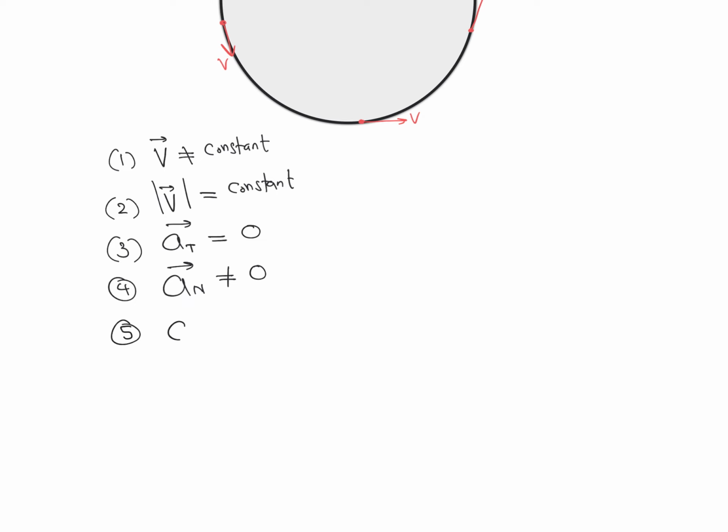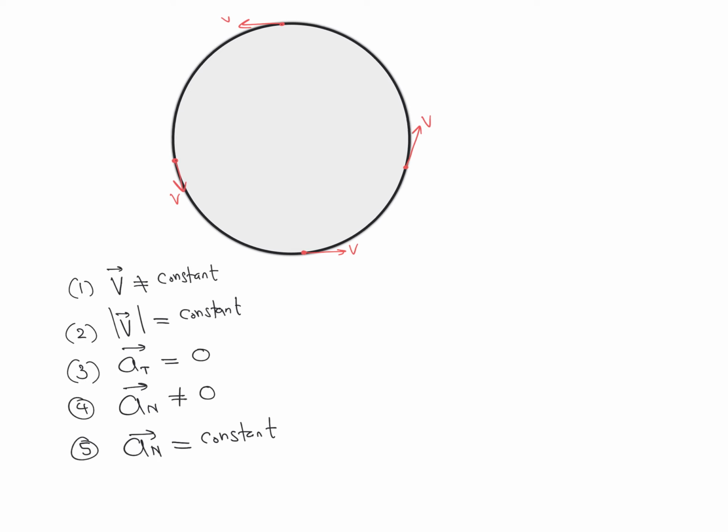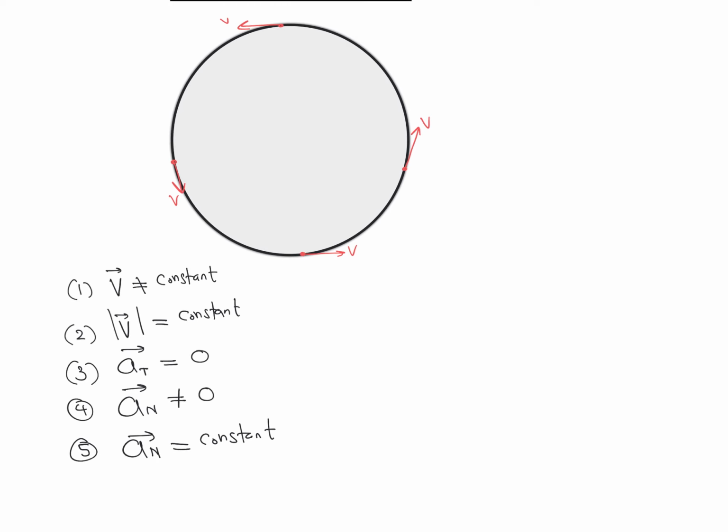Now if you are talking about the normal acceleration, its magnitude is a constant, but direction is not a constant, so we can't say that this normal acceleration is a constant. Because at this instant when the particle is over here, the direction of acceleration is toward the center, so it will be something like this. When the particle is over here, again the direction of acceleration is towards the center. When the particle is over here, the direction of acceleration is towards the center. So all these accelerations are not in the same direction, so we can say that the normal acceleration is not a constant.